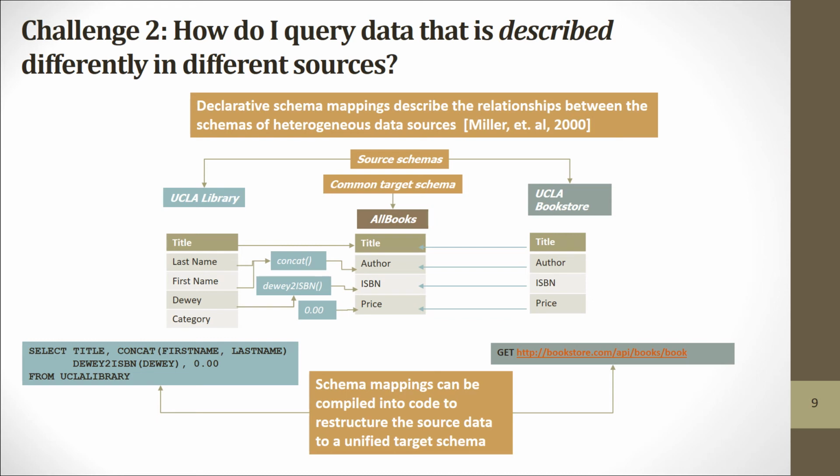Since the UCLA library is a relational database, the runtime code that is generated to perform the conversion is an SQL query. Notice that the select clause for the query includes the transformation function specified in the schema mapping and includes the addition of a constant to map to the target price field. Data from the UCLA bookstore can be extracted via a REST API, and since the schema mapping was a straightforward one-to-one correspondence, the runtime code that is generated is a GET request to retrieve the fields of the data records.